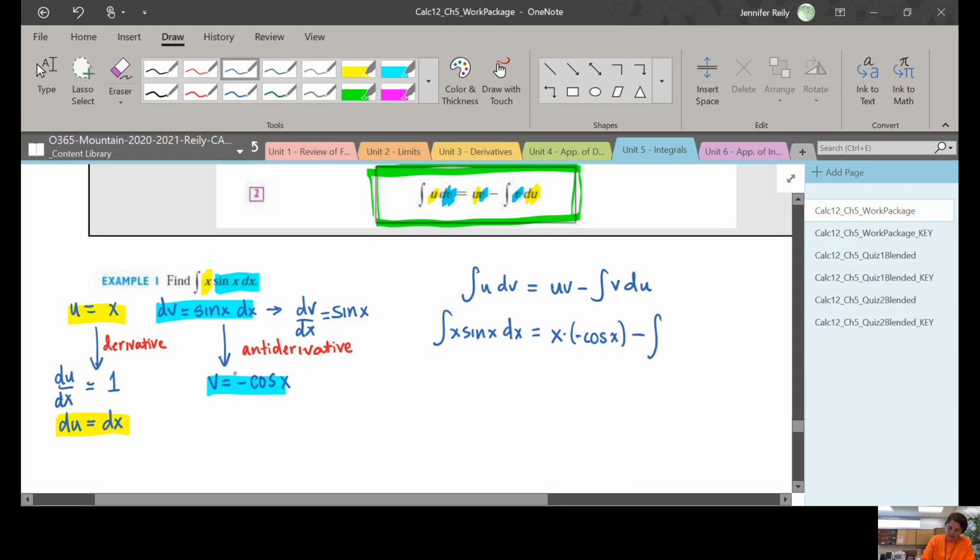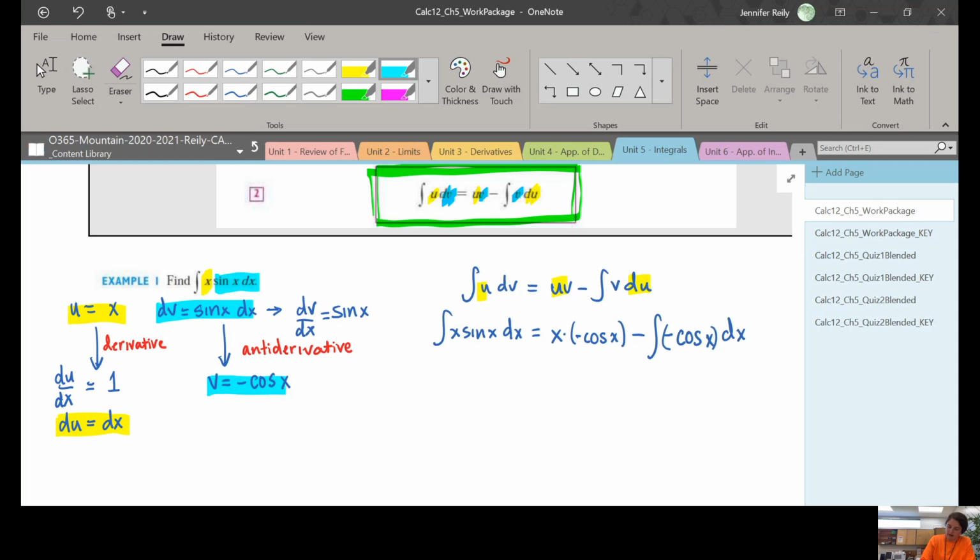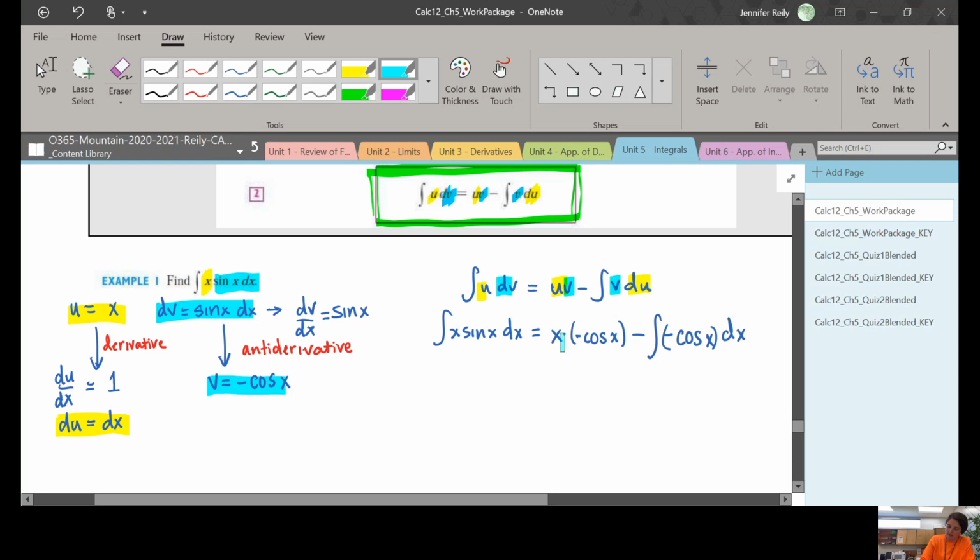minus the integral of v, which is negative cos x, and du is dx. Okay, so I got all of these terms from the yellows over here, and all of the v terms and dv terms from the blue over here. Okay, now let's see what we've got once we simplify this.